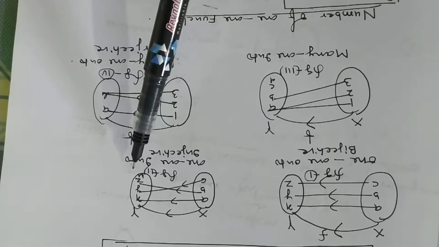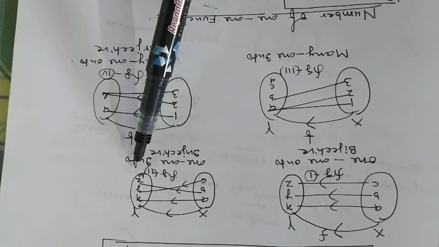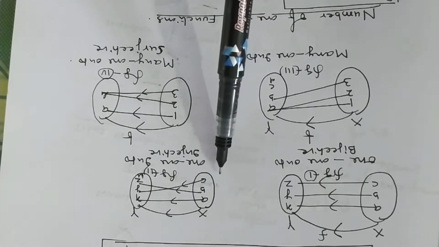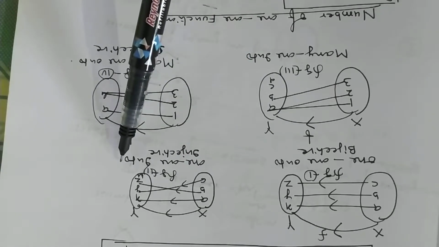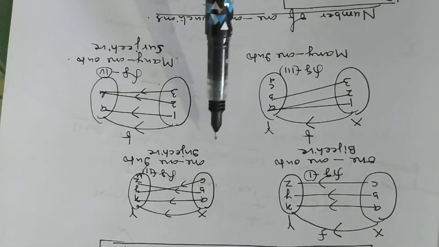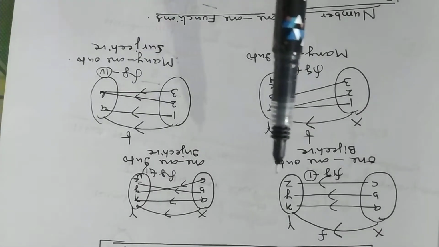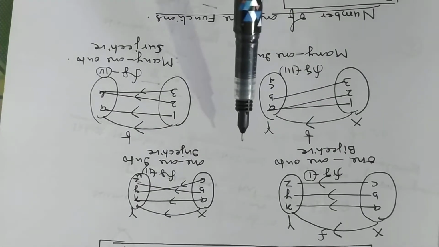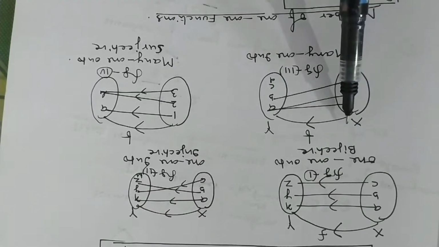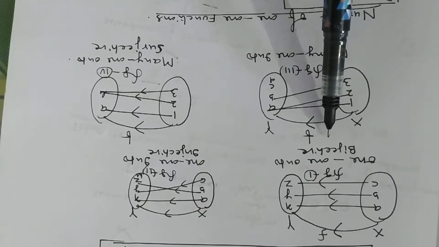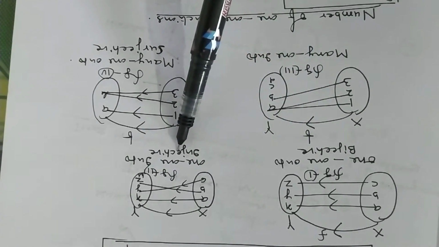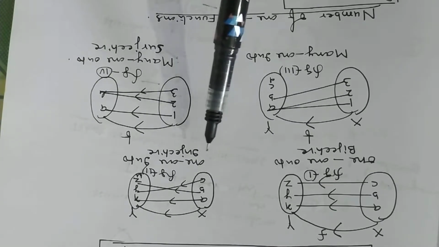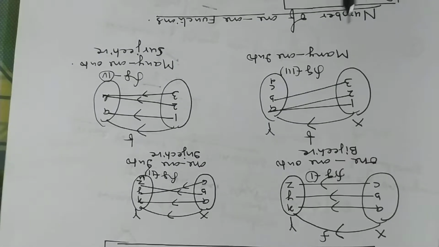Here, there is an element in the codomain which has no pre-image. So it is one-one into. That is injective. And figure 1 is one-one onto. That is bijective. An into function is also known as injective, and a one-one onto function is known as bijective.